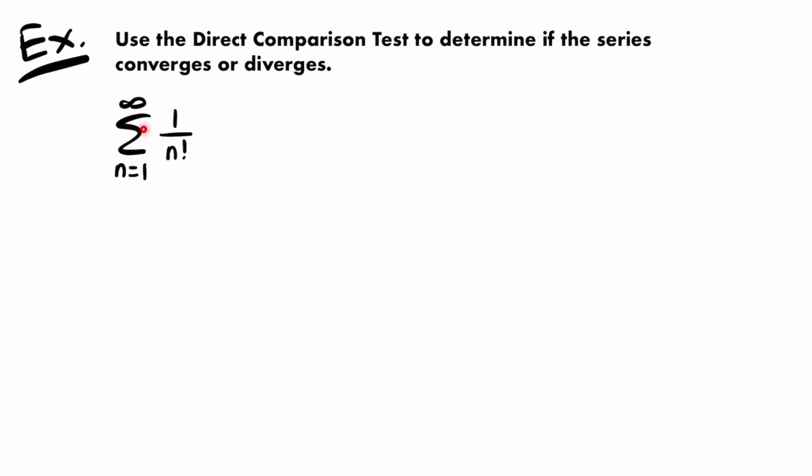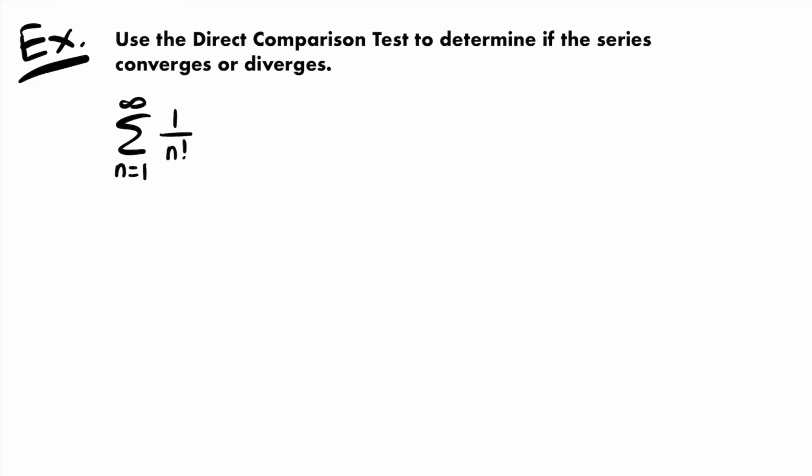All right, so here's our next example. We want to use a direct comparison test to determine if the series converges or diverges, and we have this series this time, the sum from n equals 1 to infinity of 1 divided by n factorial. All right, and so what type of series that we know the convergence of can we compare this series to, right? We have 1 divided by n factorial.